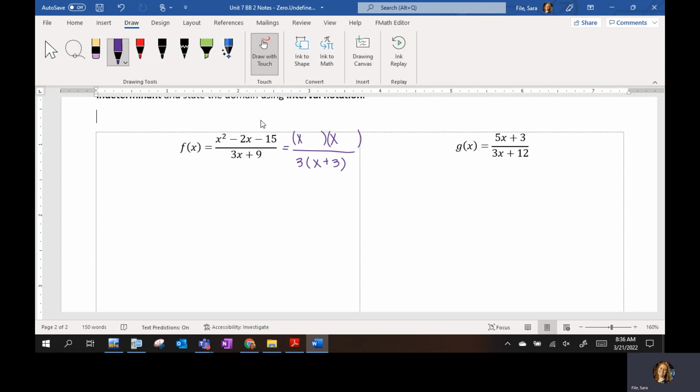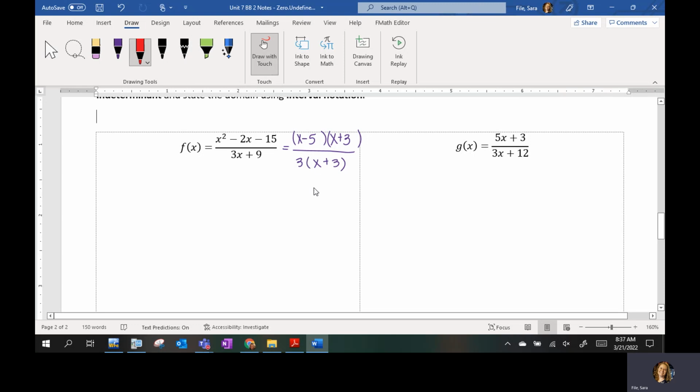Negative 5 and positive 3, good. Okay, now you have to be able to factor. If you wanted to do this separately: numerator, factor, solve; denominator, factor if needed, solve. Okay, that's fine. But doing it this way gives you a nice visual. And what do you notice?